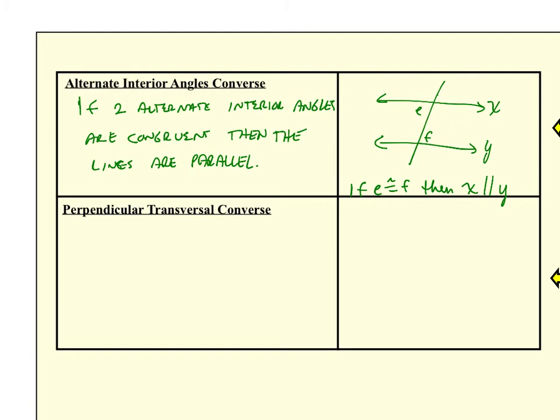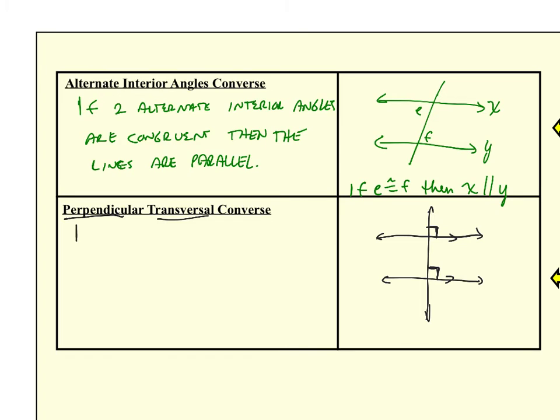The perpendicular transversal converse. There's a lot of big words, and it's a fancy way of saying, I'll sketch the picture first before I put it into words. So perpendicular transversal. Remember I have two parallel lines and a transversal cuts through them. And we're saying that it's perpendicular here and it's perpendicular here. So what this says is, if it's perpendicular in both, then those lines are parallel.